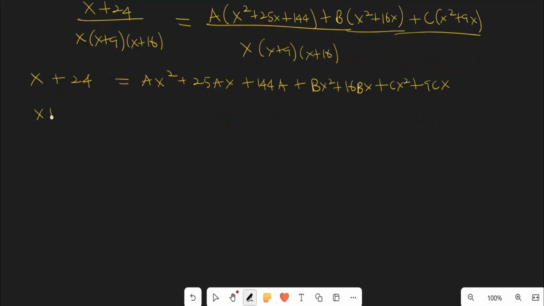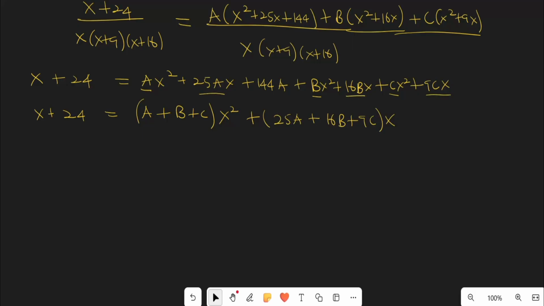We can group some like terms. So this is A plus B plus C all times x squared. The coefficient of x squared is this A, B, and this C, right? Plus the coefficient of x, which is 25A plus 16B plus 9C. That is x. That is this guy, this, and that guy. And then plus the constant here is just 144A.